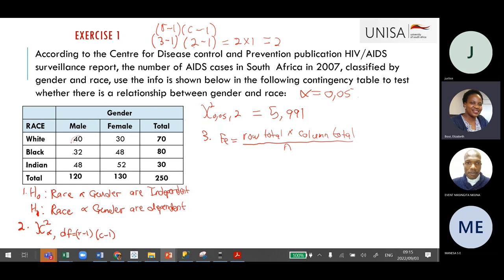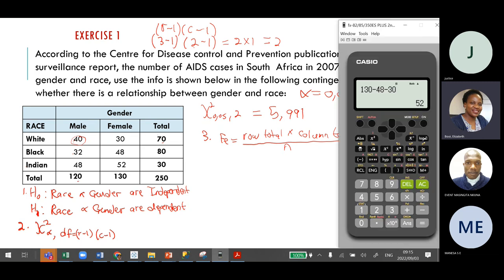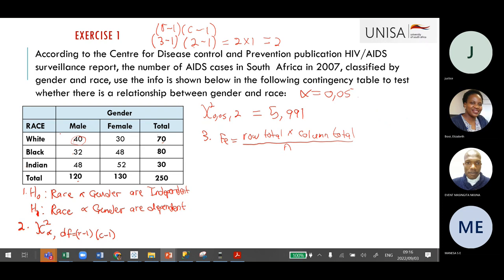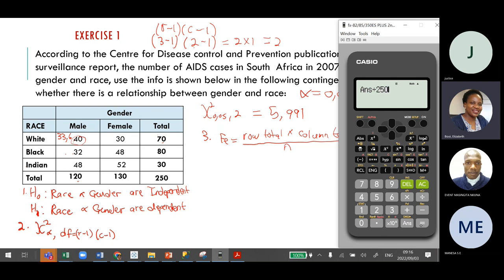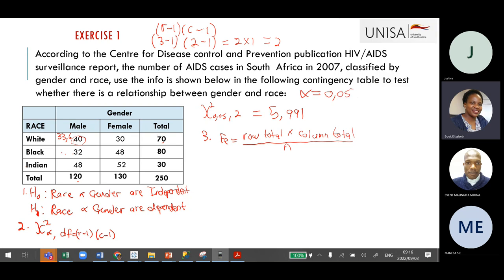So let's calculate the row total for 40. It will be 70 times 120. So that will be 70 times 120 divided by 250. And that gives us 33.6. So we can write it here, 33.6. And we do for 32. For 32, it will be 80 times 120 divided by 250, and that is 38.4. It will take you long.